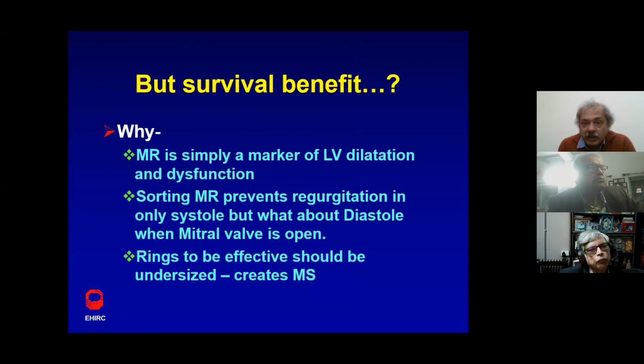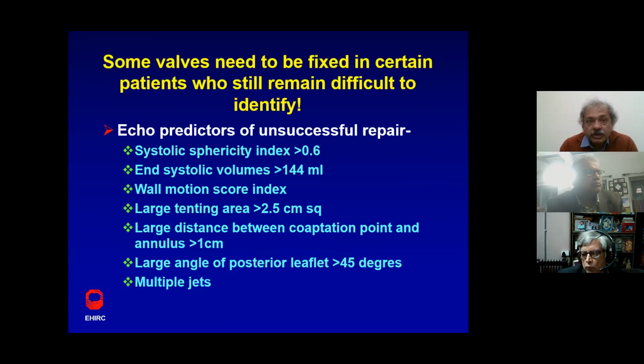Because sorting out MR prevents only regurgitation in systole, which is one third. But what about diastole, when the mitral valve is open and the LA pressures keep building up in diastole, more than in systole? Rings, to be effective, should be undersized, and that creates mitral stenosis. There are certain things which need to be fixed.